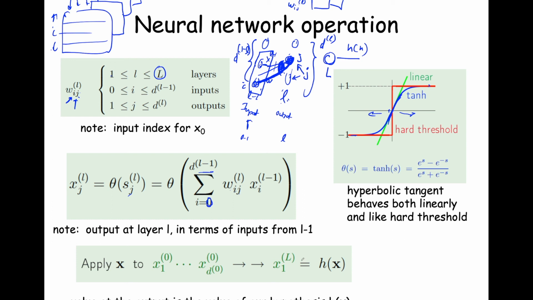So you note the output at layer L is always formed in terms of a weighted combination of inputs from layer L minus 1. And so we have layer L minus 1, we have layer L, and we always take a weighted combination. These are all the Wij superscript L's for that jth output node. And here are the I input nodes.